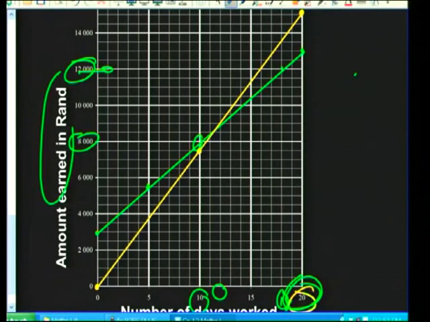Why? Because look what happens. If I work 20 days and I'm a medical rep, I'm only going to get paid 13,000 Rand. However, if I am a tobacco rep, I'm going to end up getting 15,000 Rand for working the 20 days, okay? Because my yellow graph is higher than my green graph. But up to this point here, my yellow graph is lower than my green graph. And I'd rather be on the higher graph because that means more money coming in for me.